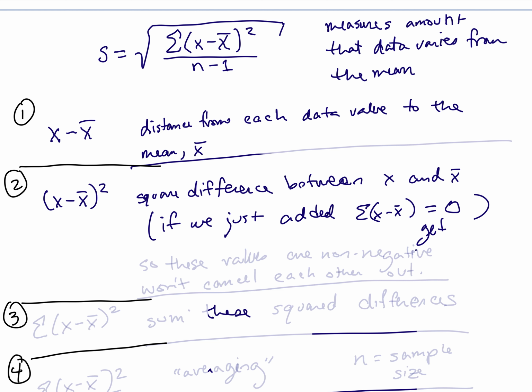So we square the differences between x and x bar, between each data value and the mean, so that the values won't cancel each other out. So these values are non-negative. We know that squared numbers are always greater than or equal to 0, and they won't cancel each other out.